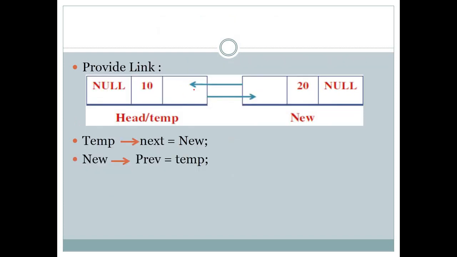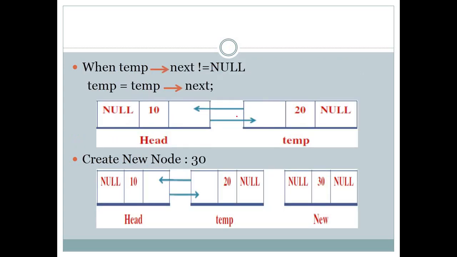Now you can see here we will have to give temp next equal to new, meaning this, and also we will have to give new's previous equal to temp, meaning this node's previous node is this temp node, or we can say the head node. So this is the change in a doubly linked list. We will also have to set our previous pointer.